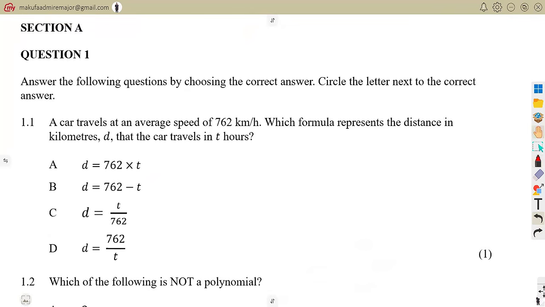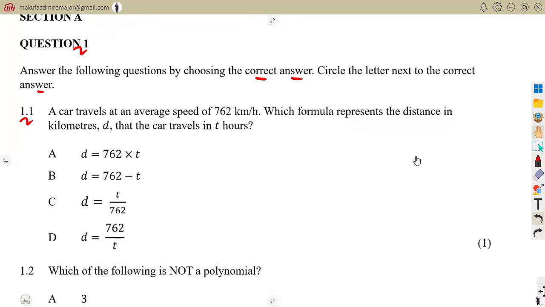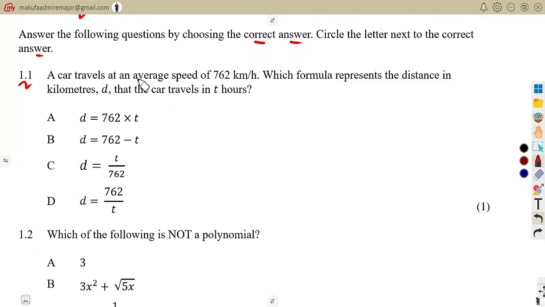We are given section A, where we have question number 1. Answer the following questions. By choosing the correct answer, circle the letter next to the correct answer. 1.1, we are given that a car travels at an average speed. We are given the speed of the car, which is 762 kilometers per hour. Which formula represents the distance in kilometers? Take note, which is D, that the car travels in T hours.